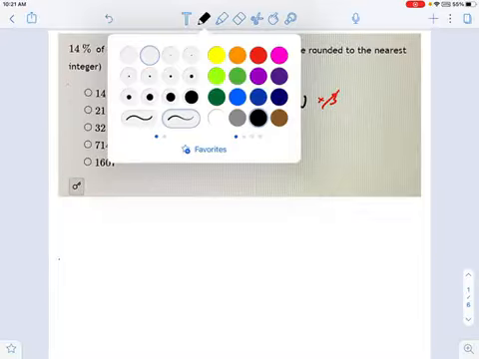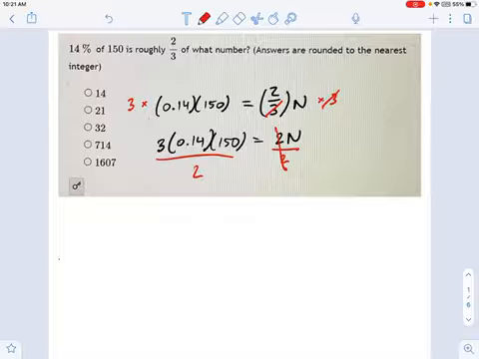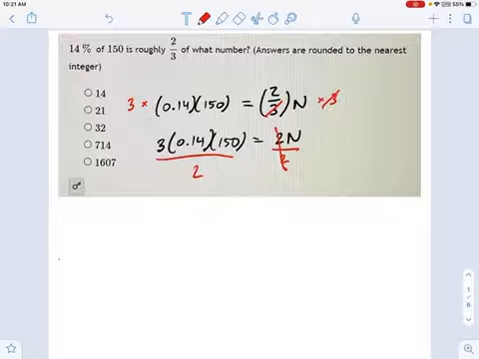Okay, no problem. We're going to balance the equation some more. I want n by itself. So let's divide each side by 2. And that's going to cancel out these things. All you have left on the right side is n, your number. So let's go through and figure out what this is. 3 times 0.14 times 150 divided by 2.